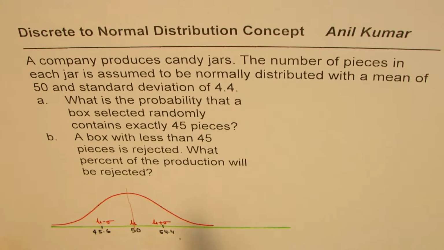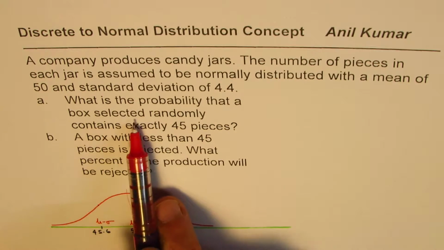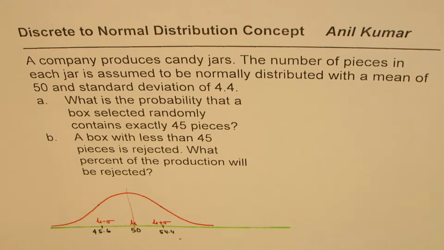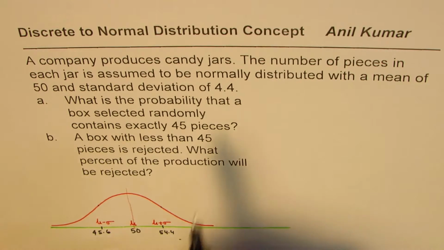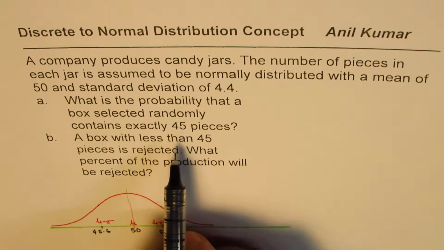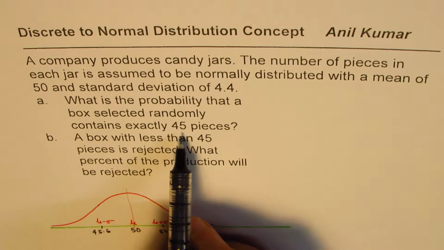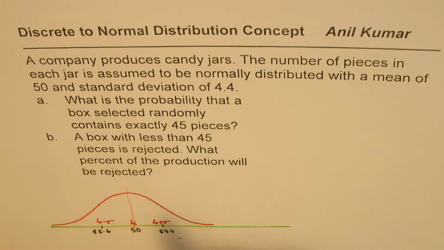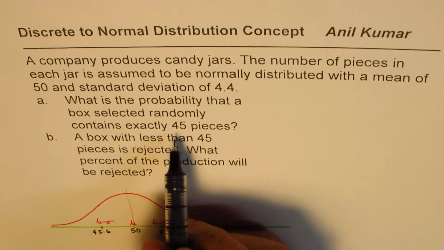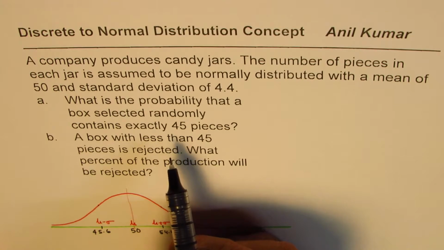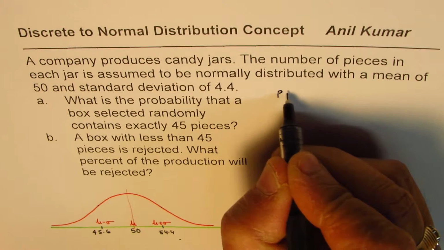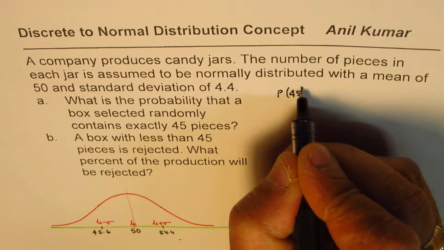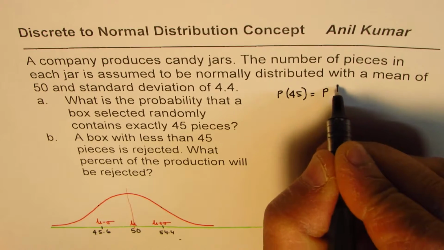Anyway, now it says, what is the probability that the box selected randomly contains exactly 45 pieces? Now in case of continuous distribution, the answer would have been 0, right? In continuous distribution, when we talk about exact values, the area becomes 0 for the interval, since the interval width is 0. But in this condition, when we are talking about discrete data, then we can say the probability for being 45 could be treated as probability.